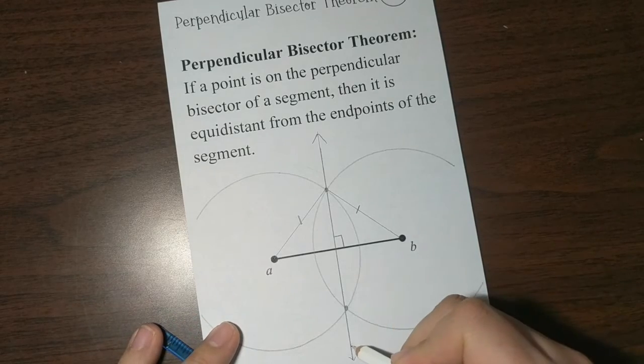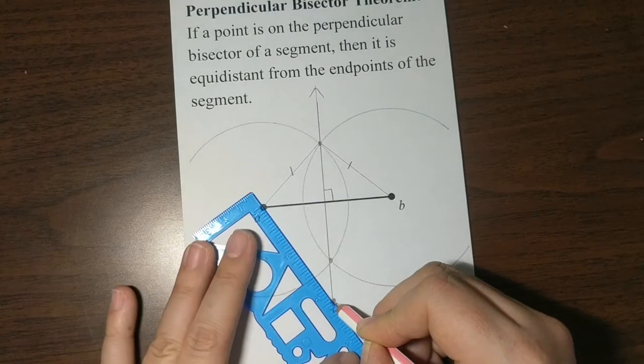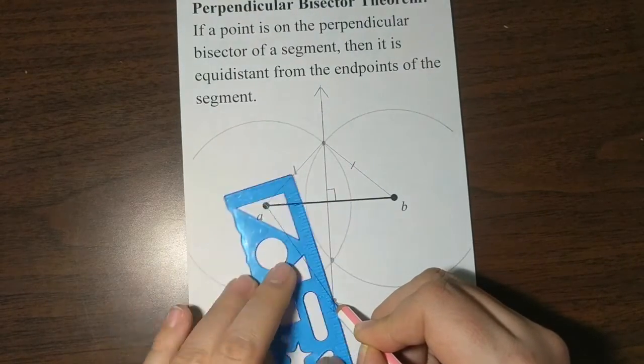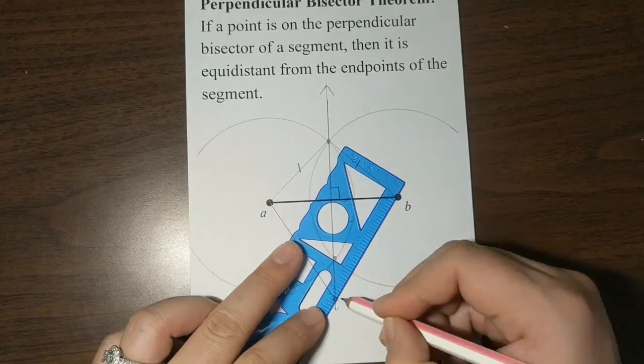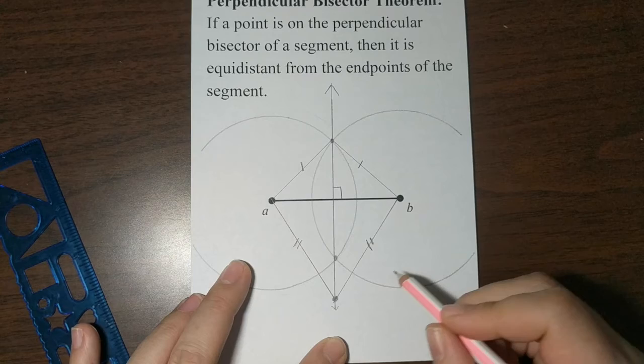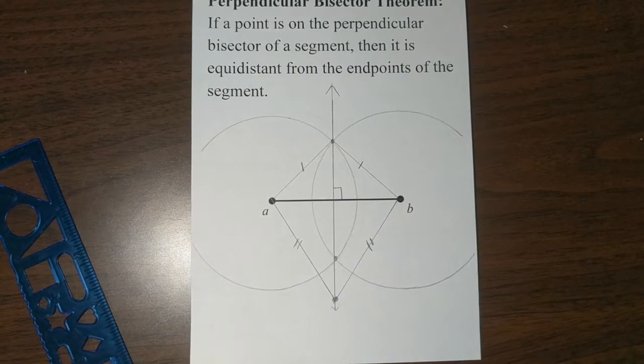I can choose any other point. This point here is the same distance from A as it is to B. This line segment here and this line segment here are the same, or congruent.